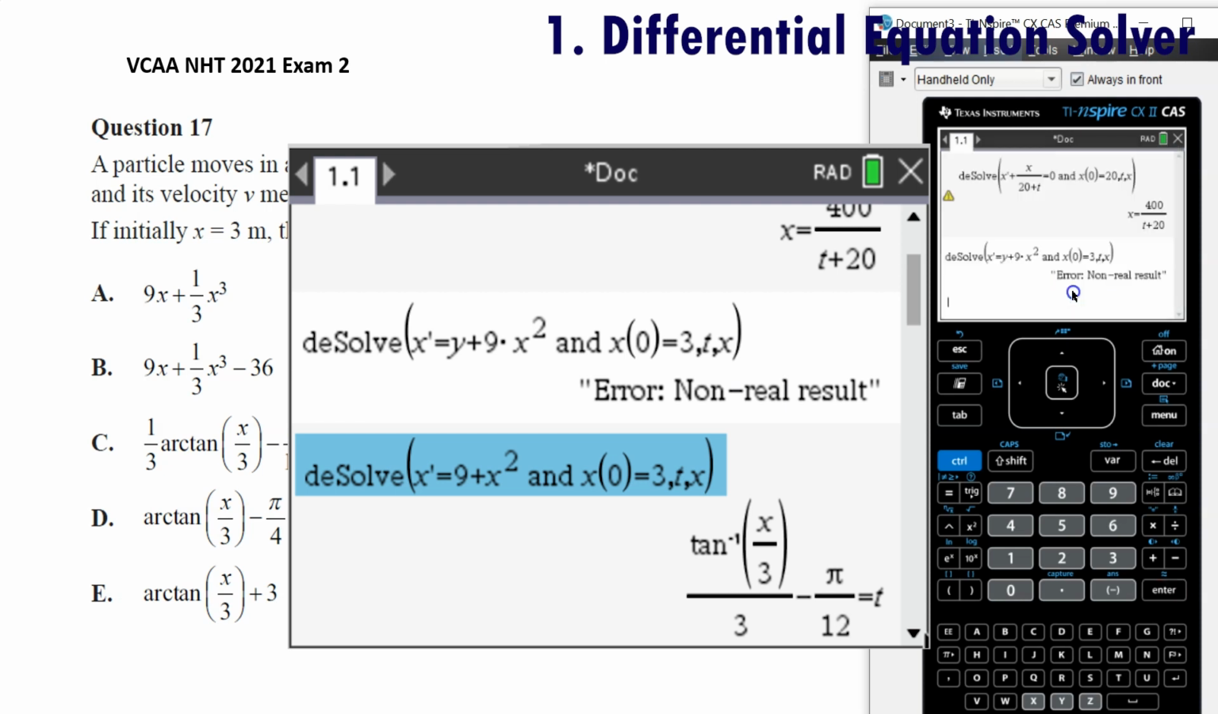Oh, non-real result, because I got a y in there. Where did that y come from? Not y, should be 9 plus x squared. Boom. So arctan is inverse tan, x over 3 minus pi on 12. There we go. So dsolver, make sure you know how to use that one.